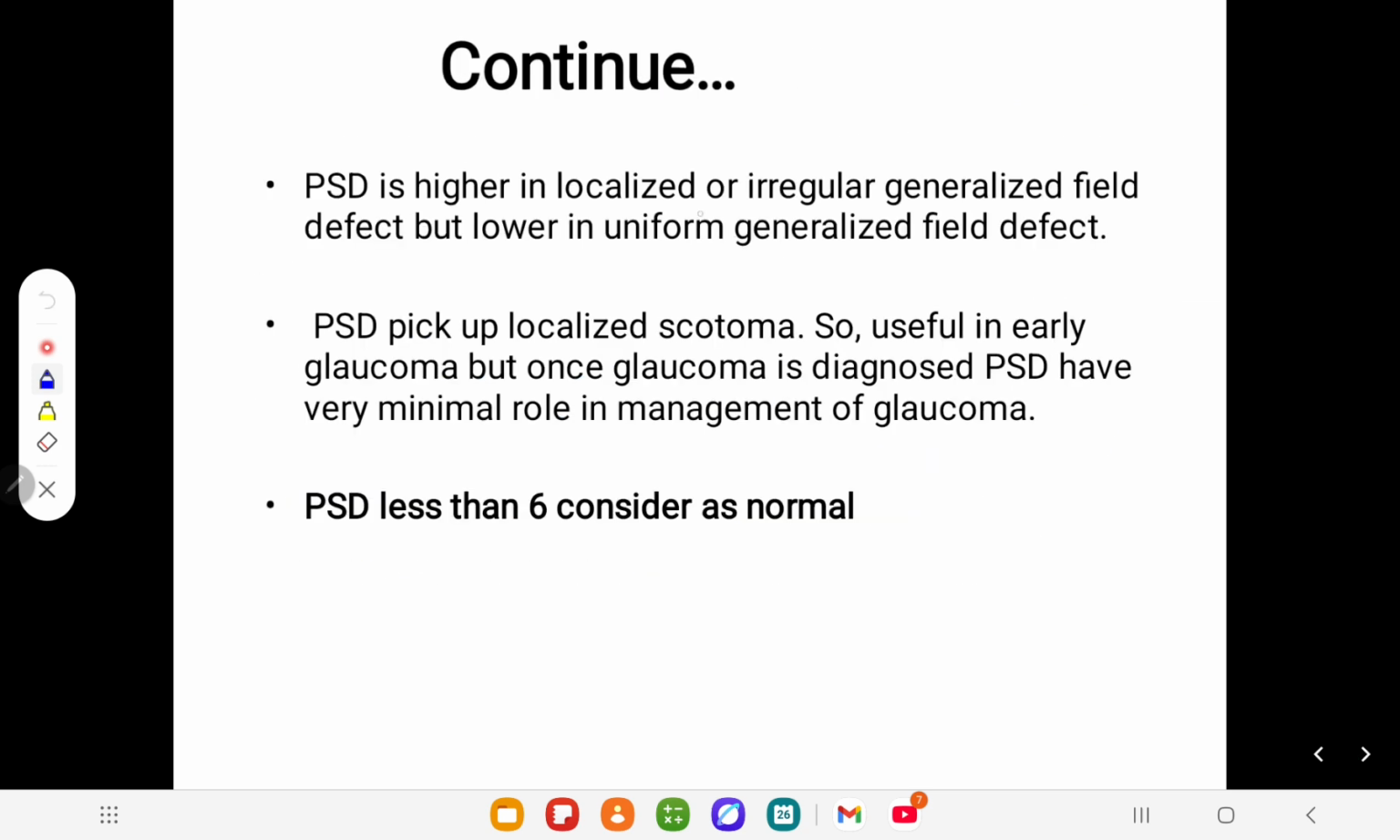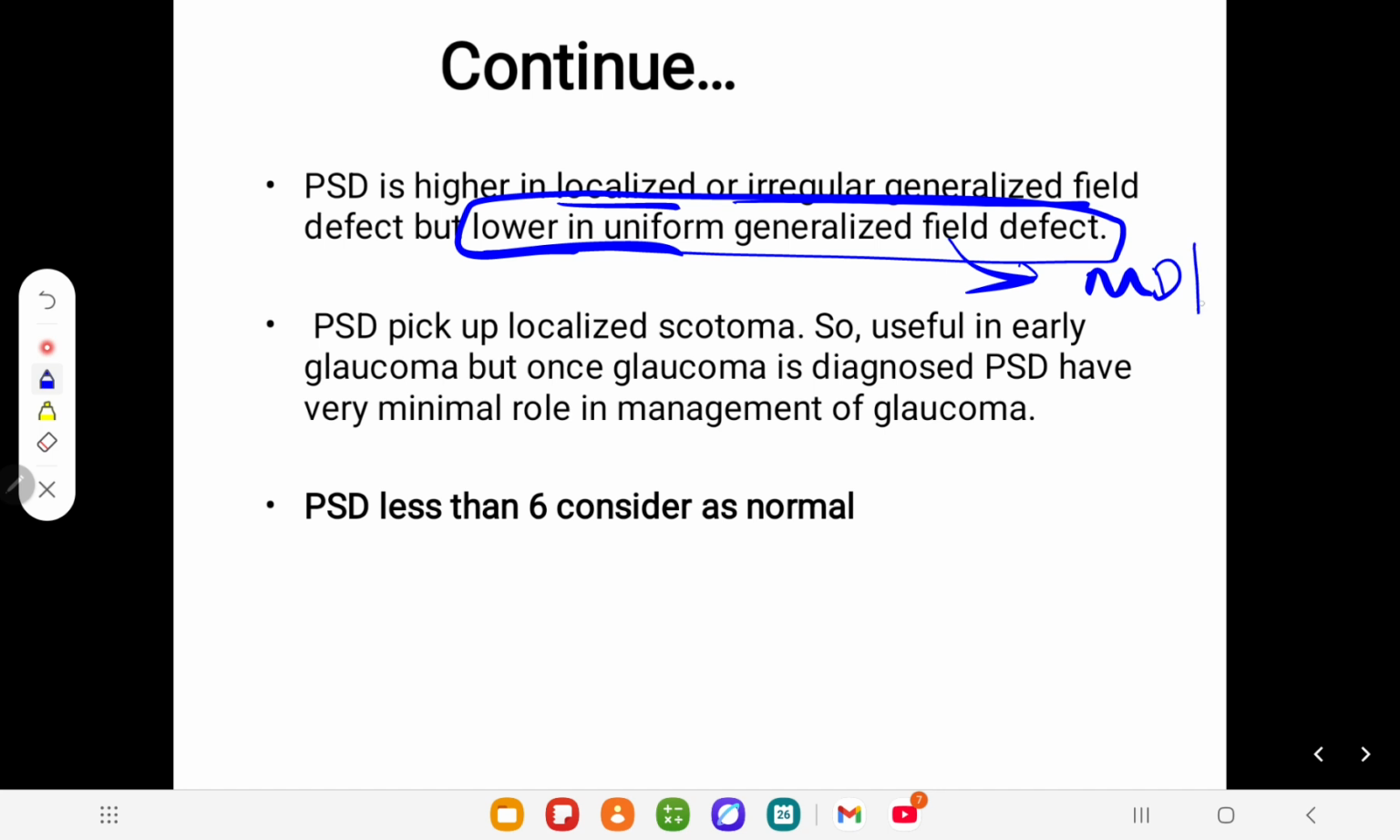So pattern standard deviation is higher in localized or irregular defects. That's the correct thing that you have to understand. Higher in localized and irregular, but lower in uniform generalized field defect. At the same time, if a uniform generalized field defect is there, then MD is higher, mean deviation, isn't it? So pattern standard deviation picks up the localized scotoma. That's very important. That's why it's very important in early diagnosis of glaucoma. So useful in early glaucoma.